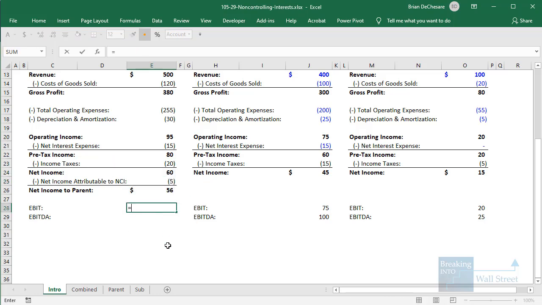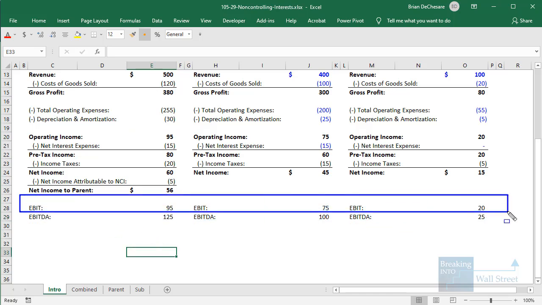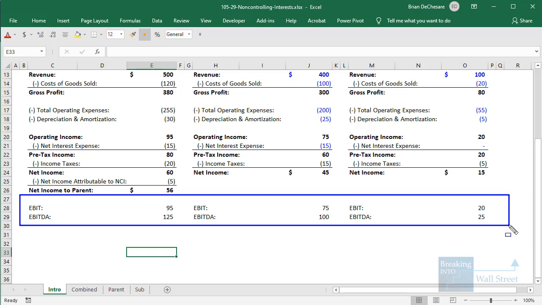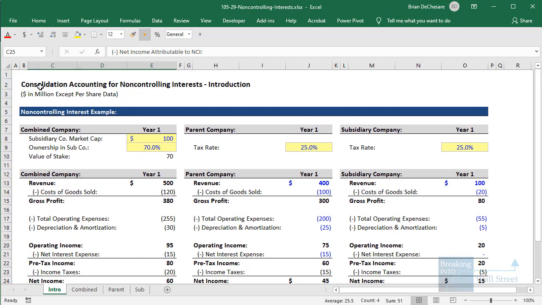If you look at metrics like EBIT and EBITDA, you can see that with consolidation accounting, we're literally just adding together EBIT for parent co and subco, and we're also adding together EBITDA for parent co and subco, and that's how we get the combined numbers here, and then we just make this small adjustment at the bottom of the income statement. So that's the bare minimum that you need to know about this topic for interviews.